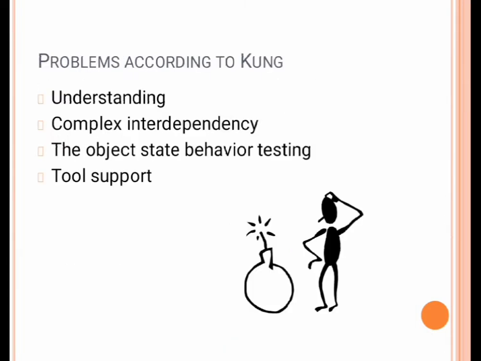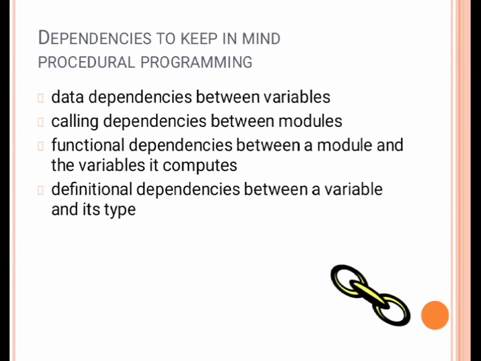So how can these problems occur and how can we solve them? Gunk, the scientist, said that we should understand that particular problem through complex interdependency, object state behavioral testing, and the tools which we have used for testing purposes. Dependencies to keep in mind in procedural programming are data dependencies between variables, calling dependencies between modules or between a module and variables it computes, and referential dependencies between a variable and its types.